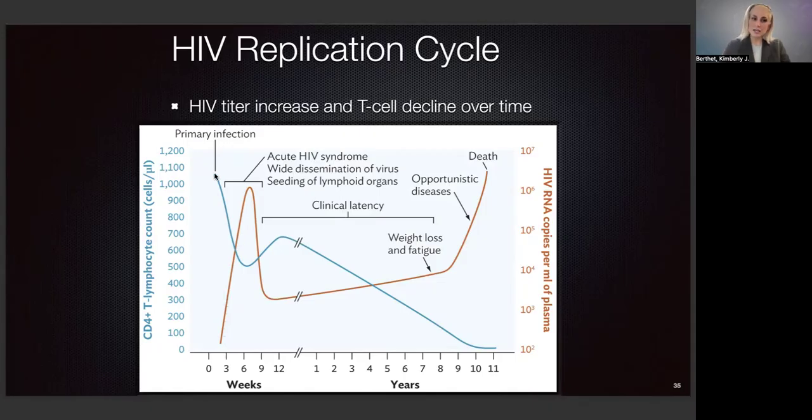At the same time, we see the T cells dropping, and we see the peak of replication, and we see also one peak here of where the T cells drop. At this point, this is acute HIV syndrome, is what we're looking at here. And we have seeding of the lymphoid organ with the virus itself. So again, it's incorporated within the genetic material.